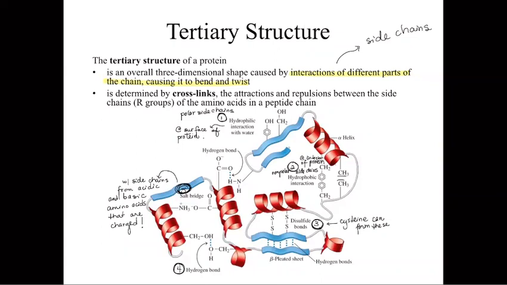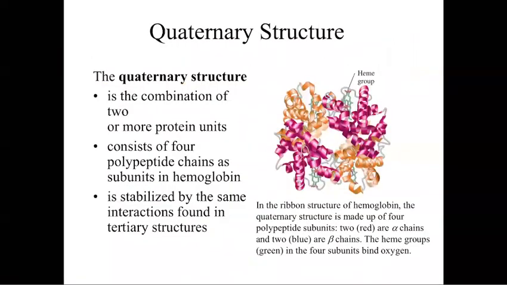There's one more level of protein organization, okay, that can happen in a number of proteins. Not all proteins have a quaternary structure. In order for a protein to have a quaternary structure, it must have several subunits coming together to make that protein, okay? So it needs to be different pieces that come together to make that protein.